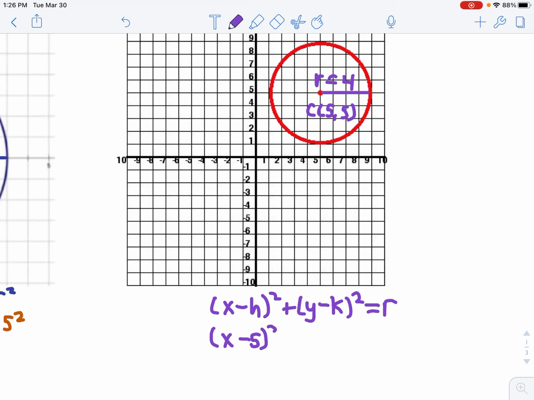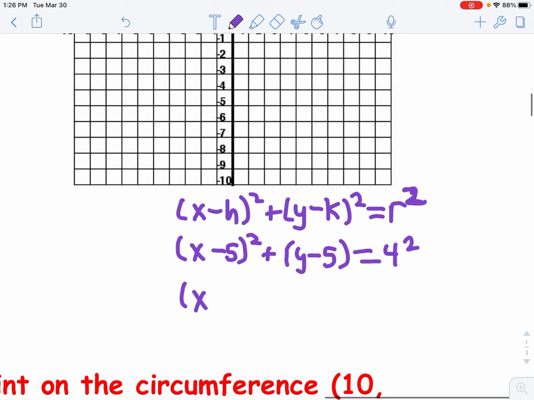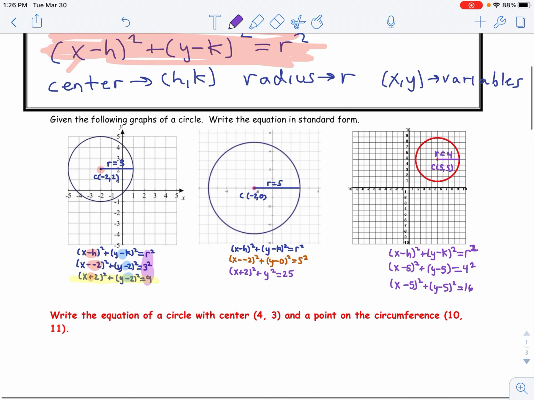And again, be careful. Be very, very careful. Oops, see? I almost forgot to write r squared. So embarrassing. All right, I bet other math teachers wouldn't forget how to do that. I should be so ashamed of myself. (x - 5)² + (y - 5)² = 16. Bada bing, bada boom, that's it.